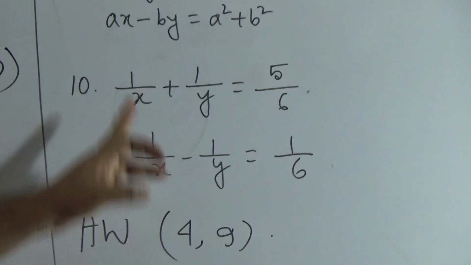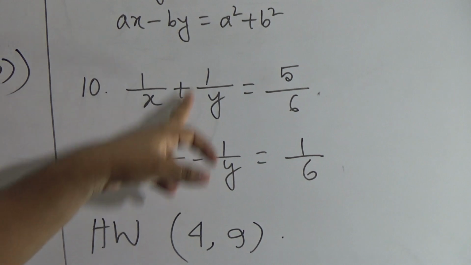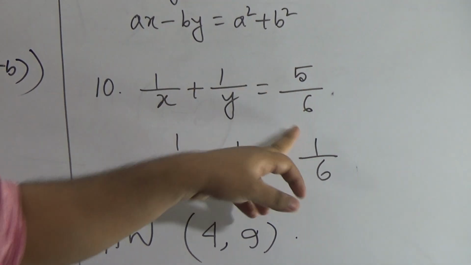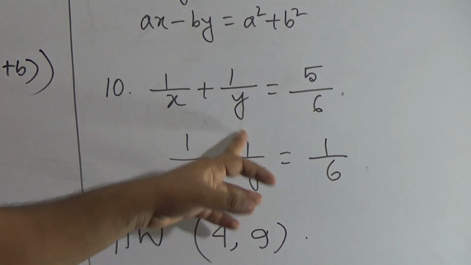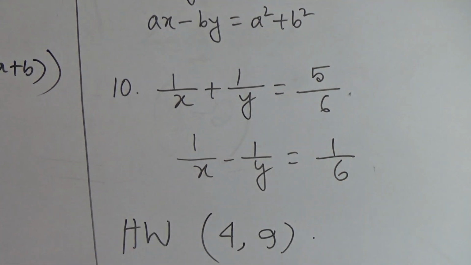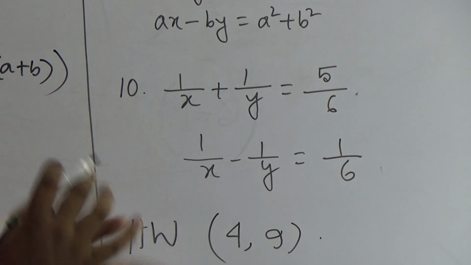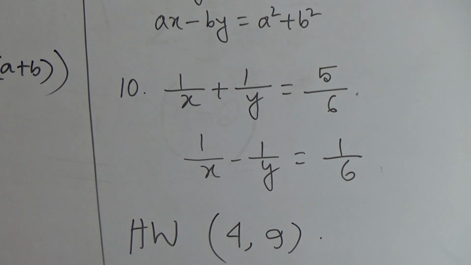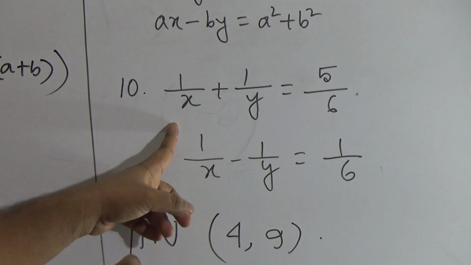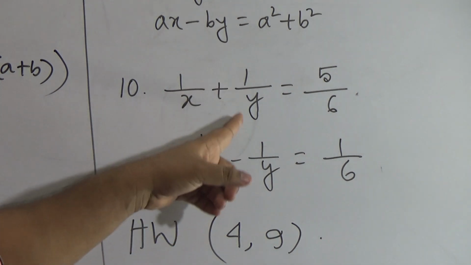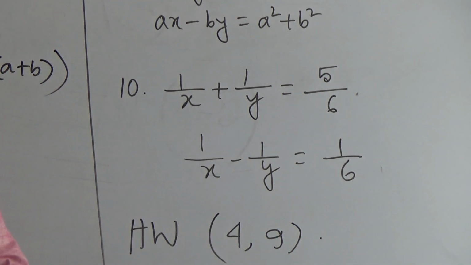And question number 10 is 1 by x plus 1 by y equal to 5 by 6, and 1 by x minus 1 by y equal to 1 by 6. My dear student, we use the substitution method to solve this. But if we solve it directly, then it is harder for us. But if we take 1 by x equal to m and 1 by y equal to n, then it is easier for us to solve. So how can we? Notice the board.